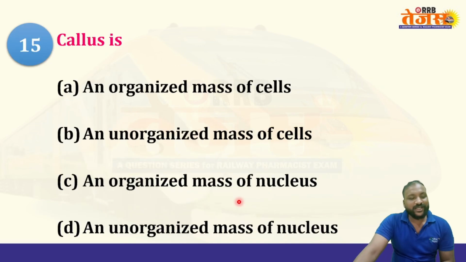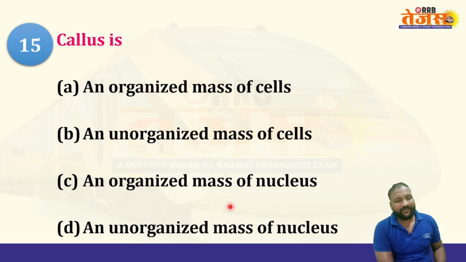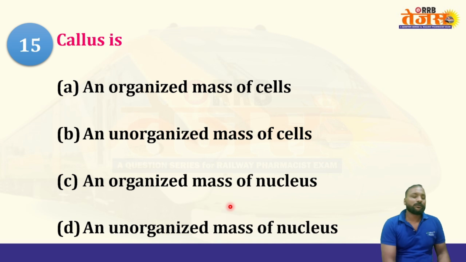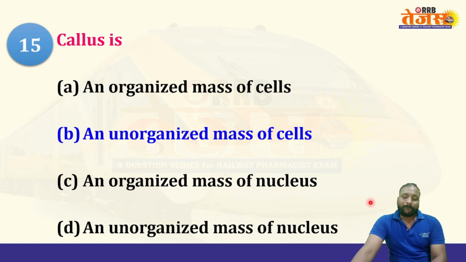Next question, the 15th question. In plant tissue culture we get many new terms: callus, explants, colonies, embryogenesis, embryos. Let us see what a callus is. An organized mass of cells, an unorganized mass of cells, an unorganized mass of nucleus, or an organized mass of nucleus. So what is the answer here? Option B is right: undifferentiated cell mass, a mass of cells.